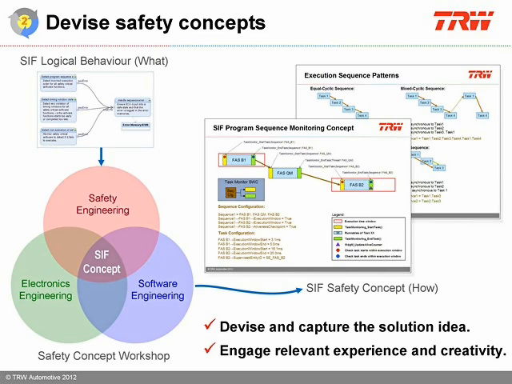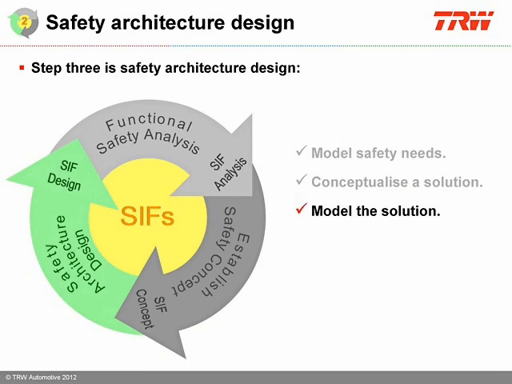The SIF concept must address all allocated software requirements, taking into account the ASIL of the safety requirements and related architectural elements. The result of this discussion is captured and embedded in the architecture model for future reference. The third and last step of safety architecture design is safety architecture design, which models the safety concept in terms of the solution.